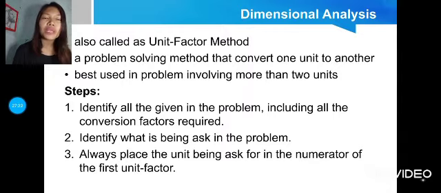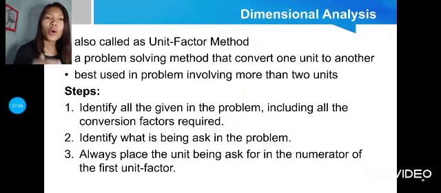Okay? So, first step naton, we need to identify all the given in the problem, including all conversion factors required. So, again, for me, this is the steps. So, pag-identify pa lang daan sa given, gina-identify ko naman kung anong conversion factor ang kinanglan mo, no? And then, identify what is being asked in the problem. So, the same also. You need to identify kung ano nga unit ang ginapangita sa problem.